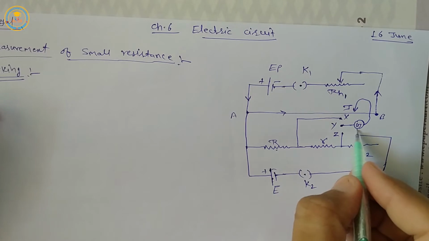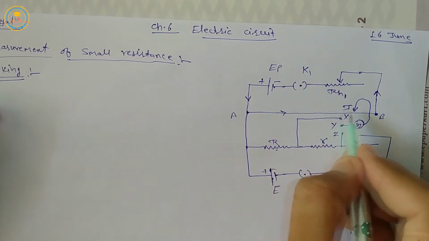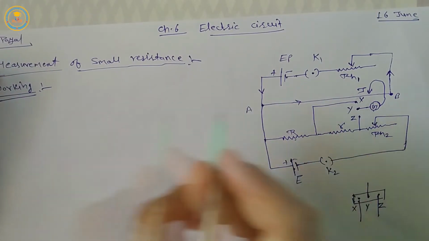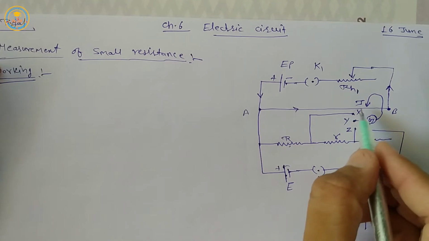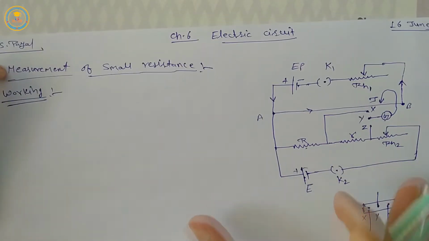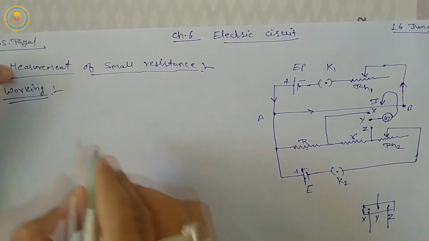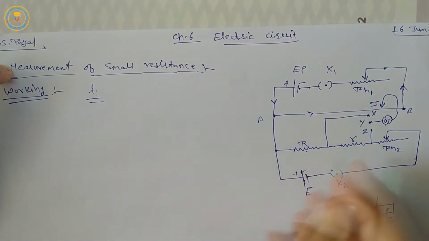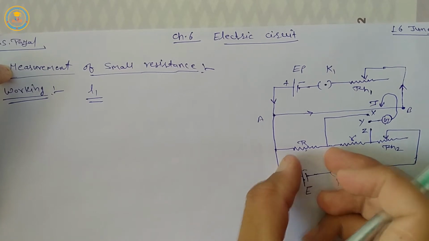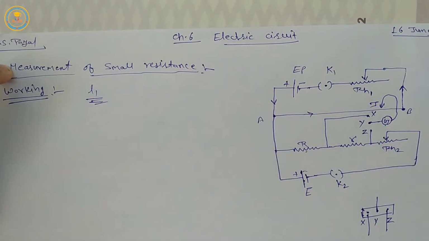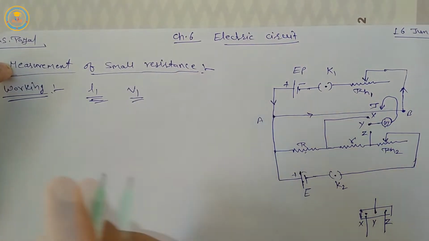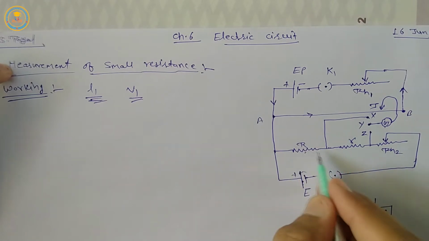So for zero deflection, we slide this jockey on the wire of the potentiometer. Now we find zero deflection by moving the jockey on this wire AB. In zero deflection, suppose the balancing length is L1 for this resistance capital R. For this resistance capital R, balancing length is L1. And suppose that the potential difference across the ends of this resistance capital R is V1.